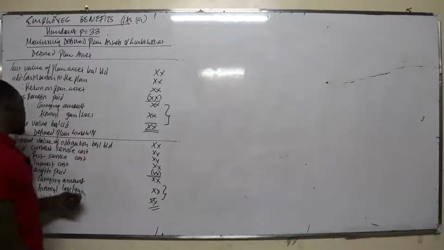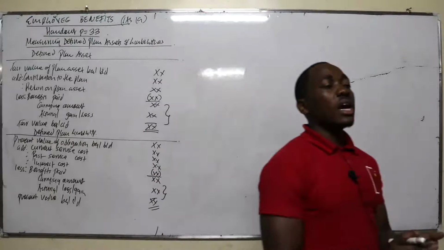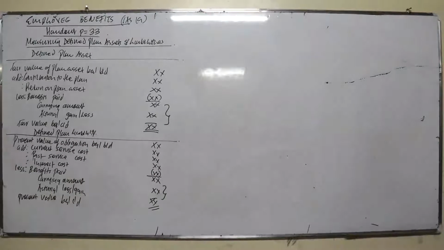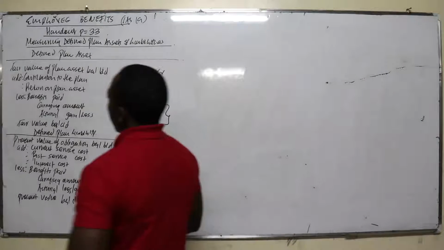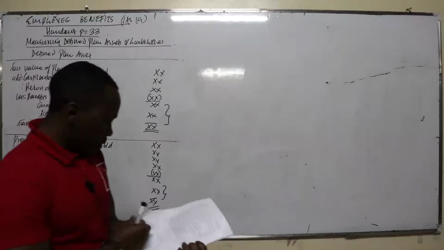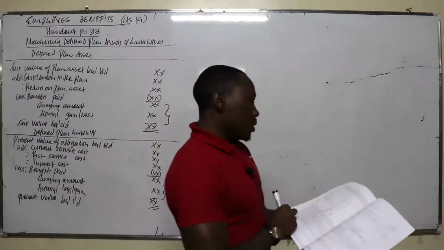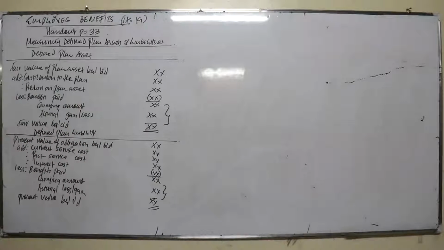And where do we report this actuarial gain or actuarial loss? Actuarial gains and actuarial losses are reported under other comprehensive income. Are you together? Under other comprehensive income to the income statement. So now let's do some illustration. Check out your past paper: September 2015, question 4A.